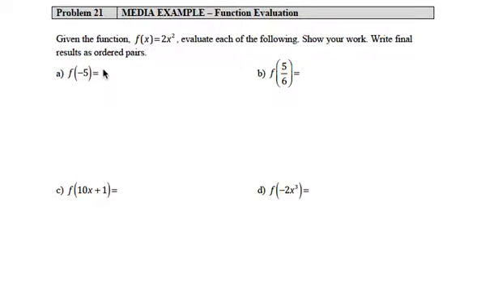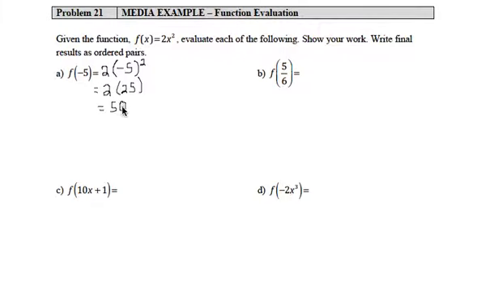So we're going to have to be really careful because the input is negative. We've talked about using parentheses for that. So my input is negative 5 squared. Now, first I need to multiply negative 5 times negative 5, which gives me a positive 25. 2 times positive 25 is a positive 50.